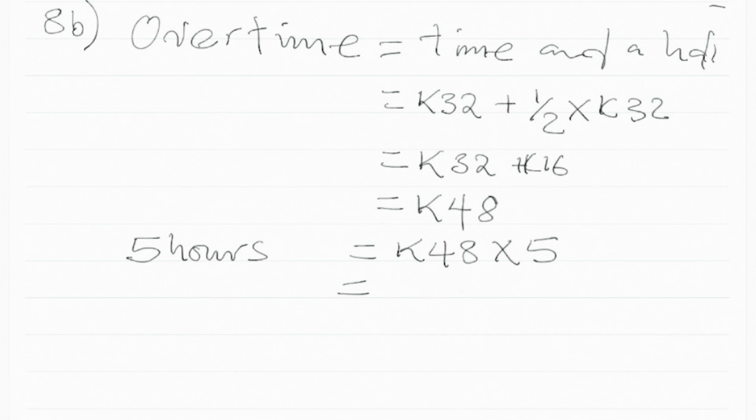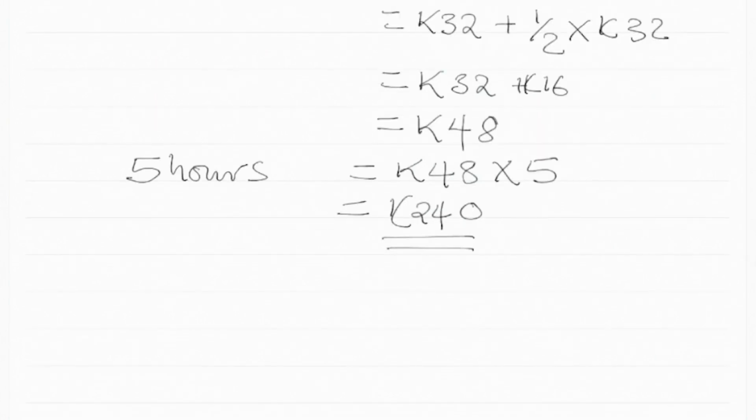Now let's calculate the normal. The normal per hour he was getting 32 kwacha times the normal hours, which is 40 hours. We've already found the 5 hours. So here you have 4 times 2, it is 8. 4 times 3, it is 12. So you have 1,280 kwacha in the 40 hours.